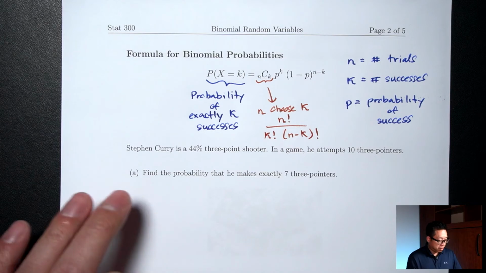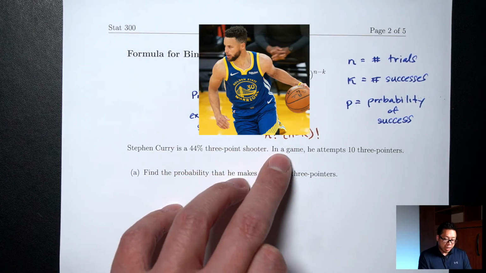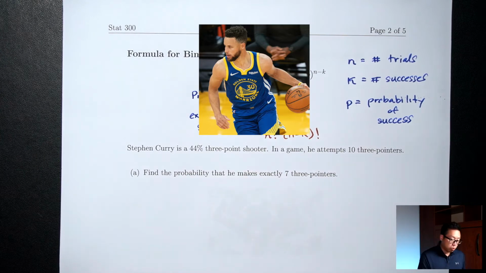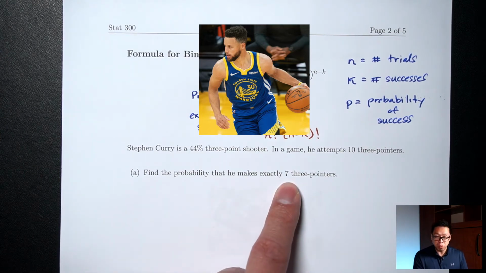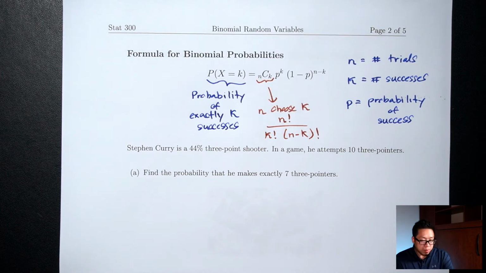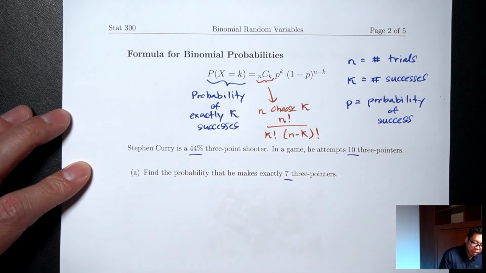And here's the example. Steph Curry is a 44% three-point shooter. In a game, he attempts 10 three-pointers, and the question is, find the probability that he makes exactly 7 three-pointers. So I see three numbers here. So what do these numbers mean? I see a 10, a 7, and this 44%.